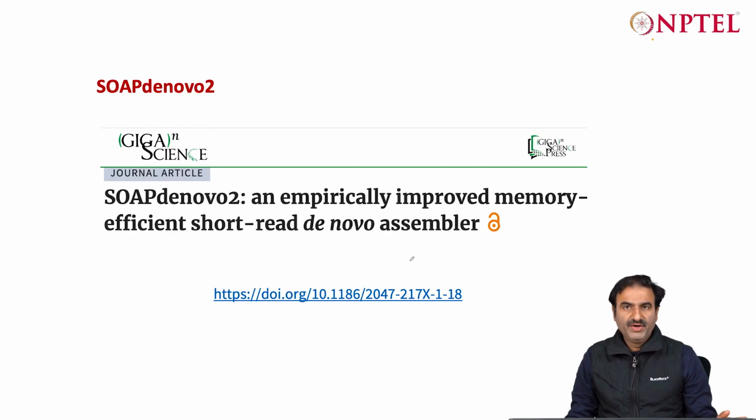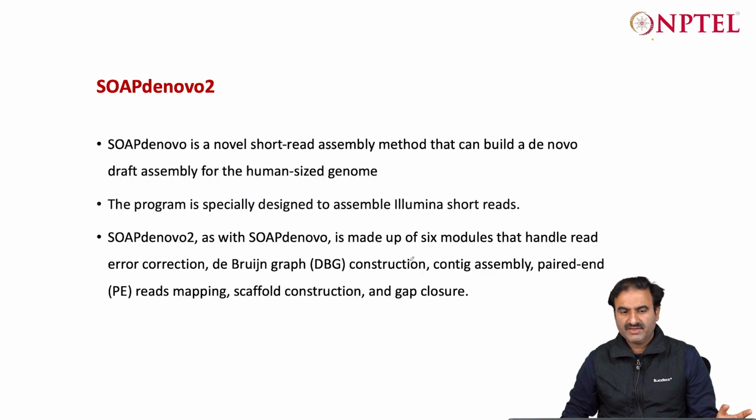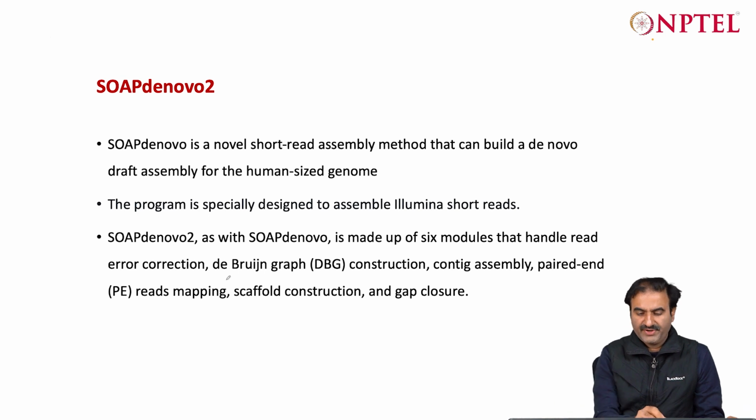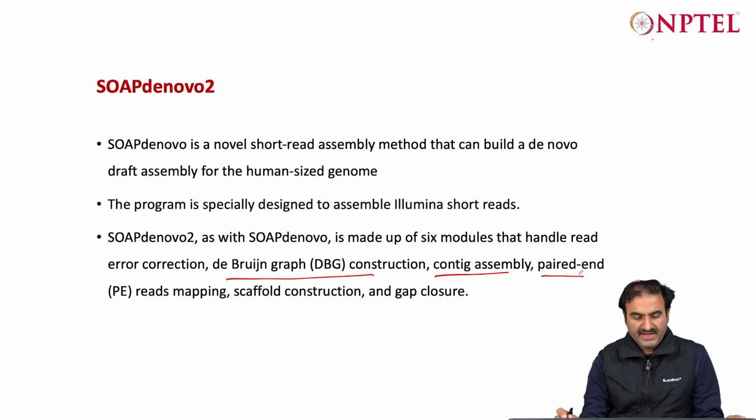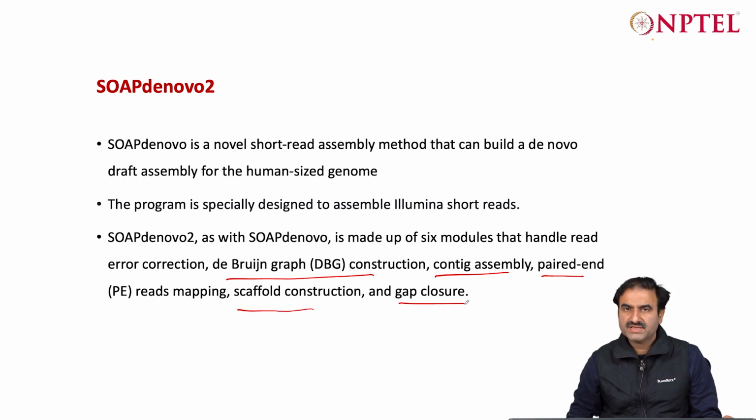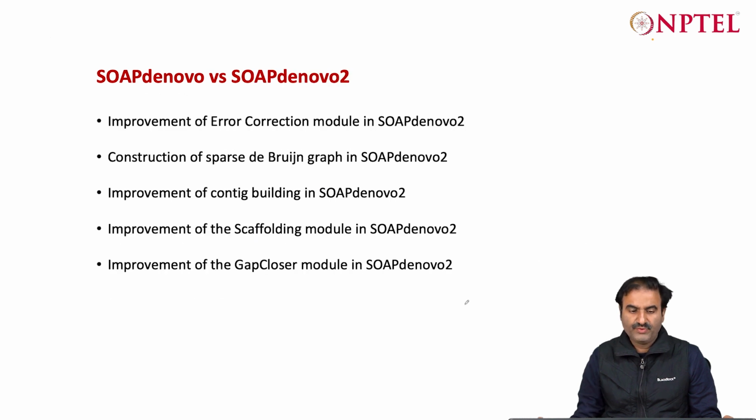Then SOAPdenovo is another short read assembler based on the de Bruijn graph approach. Mostly the basic methodology is similar, but it has some differences. Okay, so it is specifically designed for Illumina short reads. Okay, and it also uses the de Bruijn graph approach, which does the contig assembly, error correction, paired end assembly, scaffold construction and gap closure. So which is the advantage of SOAPdenovo.